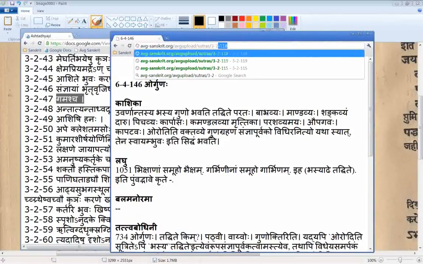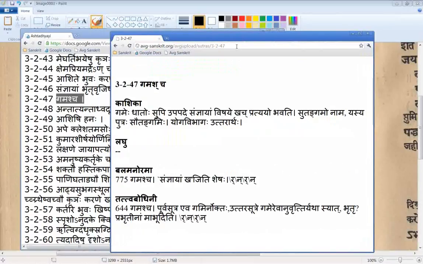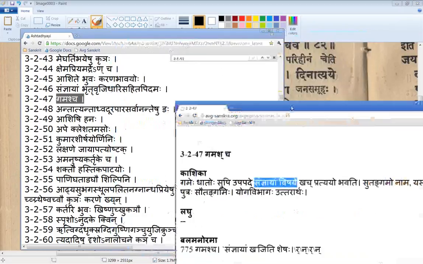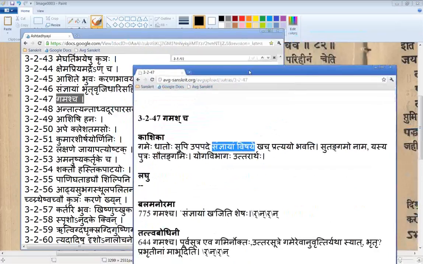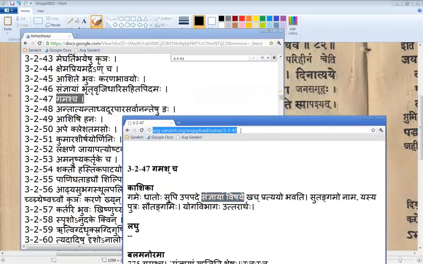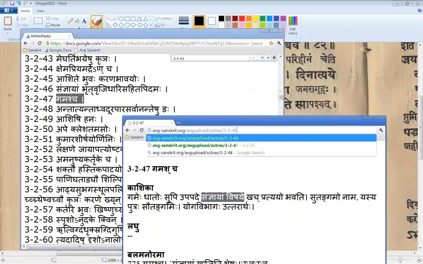Let's look at 3-47, what it requires. Gamehe Dhato, Supi Pupade, any sup. Sanyayam Vishaye. Kash Pratyaya Bhavati. Kash Pratyayaha. No, that is not the one. We want the next one, I'm sorry, because that is only Kash Pratyaya. We want Pratyaya Daha. So next sutra, 48.